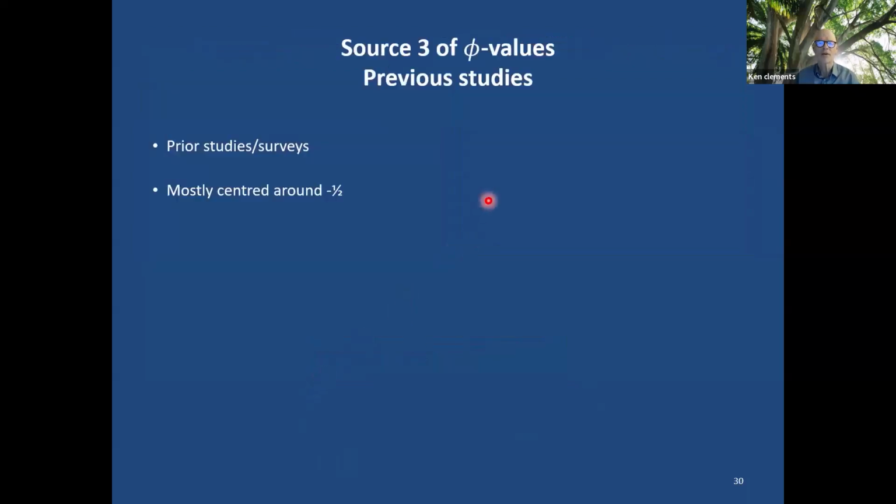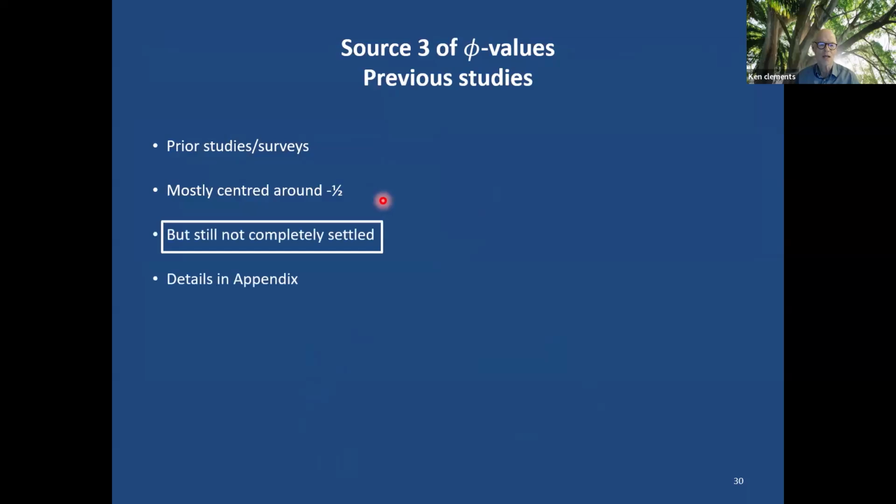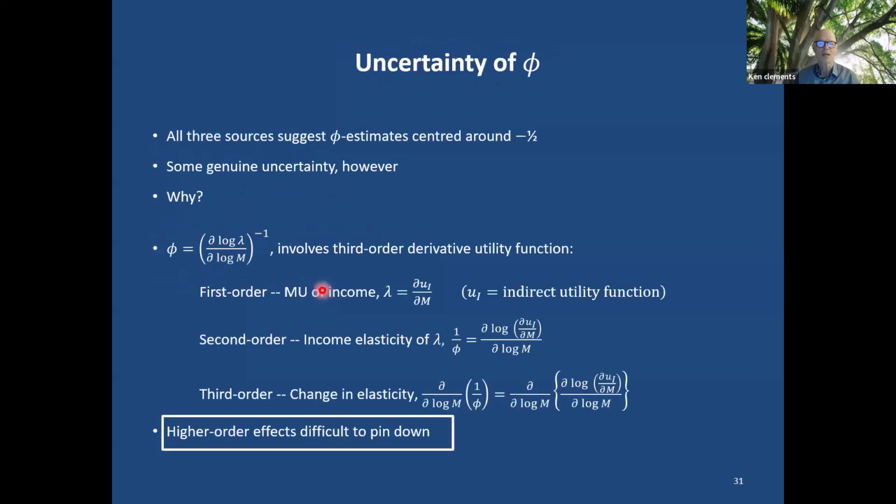Source 3 of phi values is prior studies and surveys of demand equations, and many of these are centered around -0.5 once again. It's still not completely settled, I should say, and for those who are interested, I give details of that in the appendix to these slides.